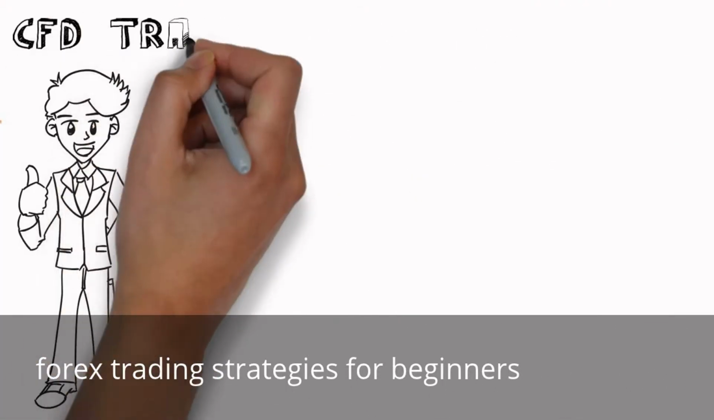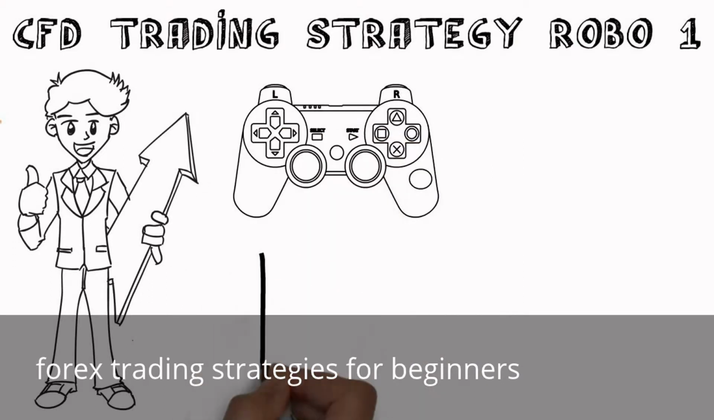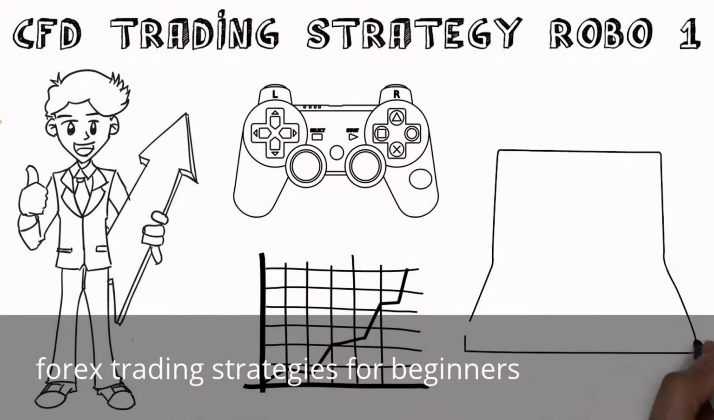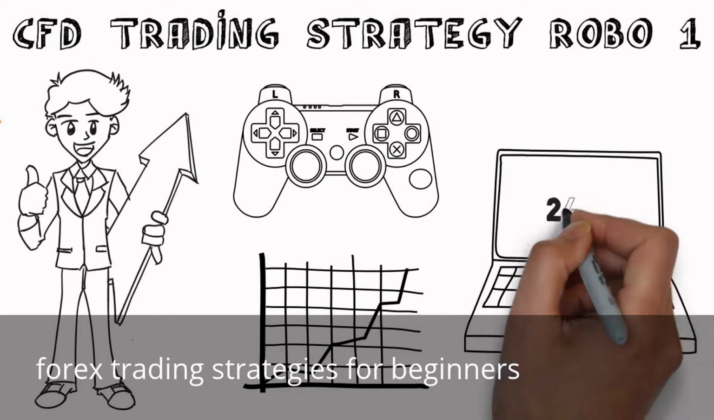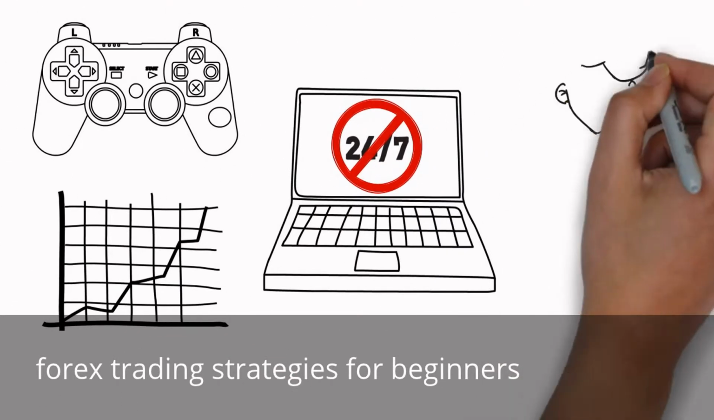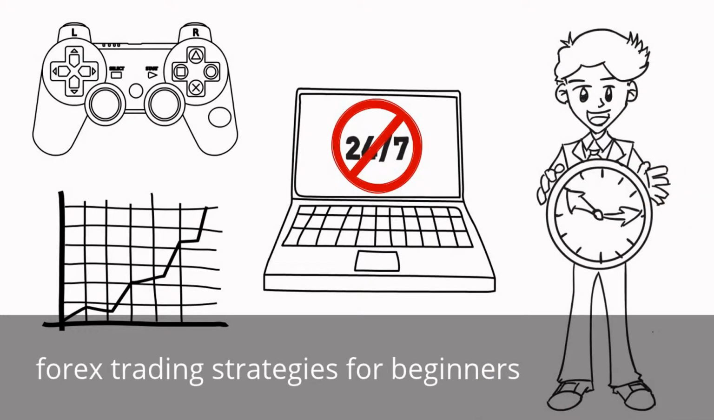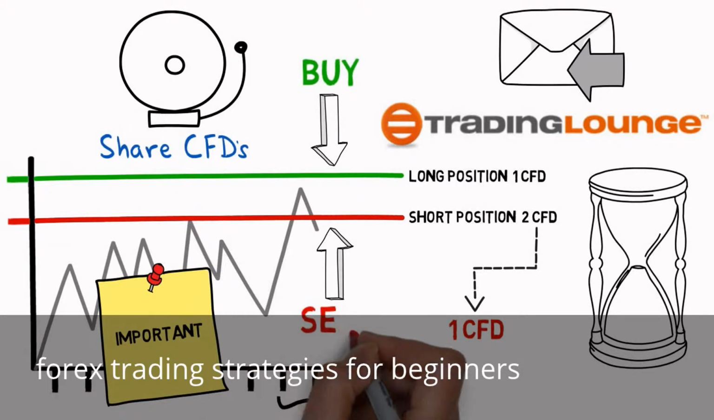The CFD trading strategy Robo 1 is a plug-and-play system which can be easily implemented and does not require you to be a slave to the monitor 24/7. It is perfect for those who do not have a lot of time and also for those who do not want to spend countless hours trading. All you have to do is place the orders each day before the market opens with your broker, make adjustments based on our signals and reports, and you are good to go.